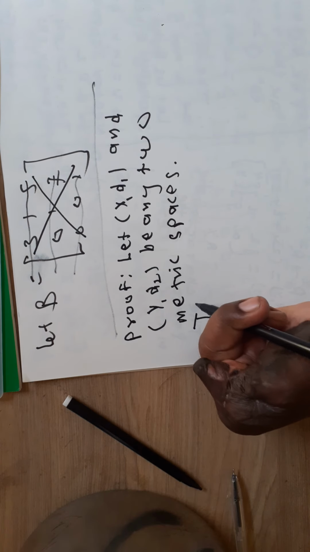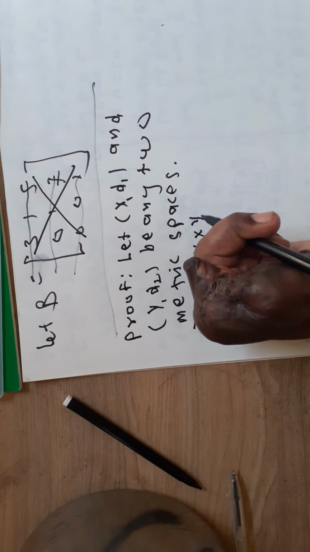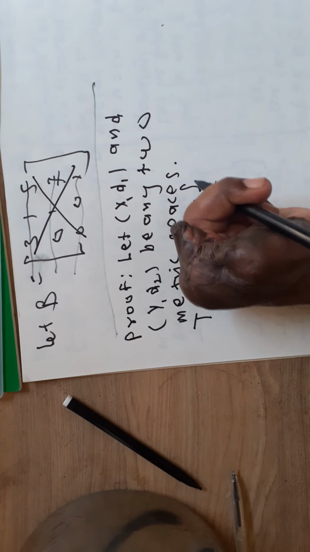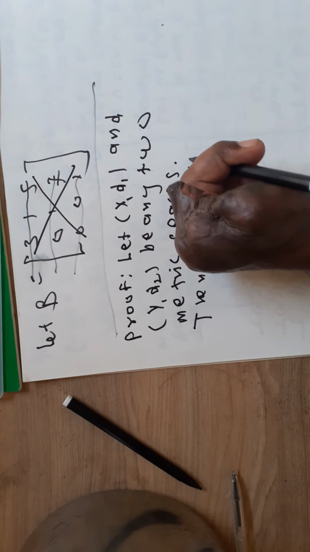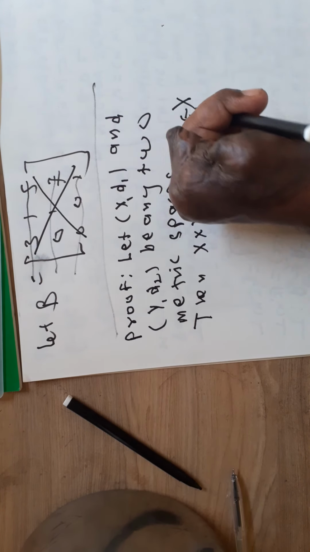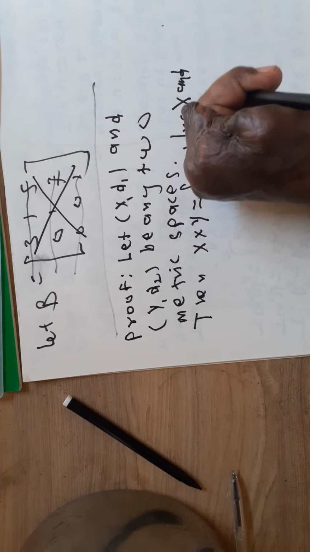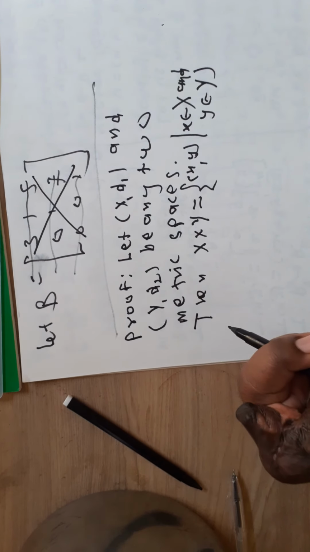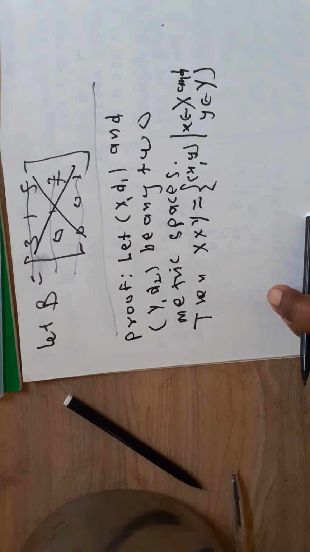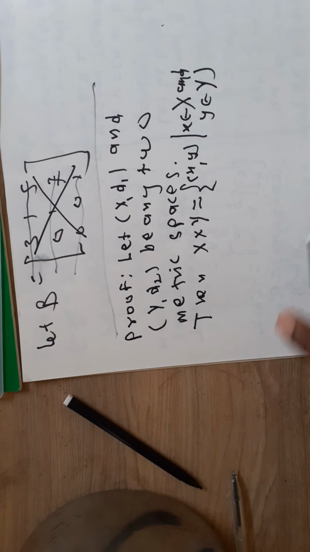Then X cross Y, the Cartesian product of the sets X and Y, is the set of (x, y) such that small x belongs to capital X and small y belongs to capital Y.